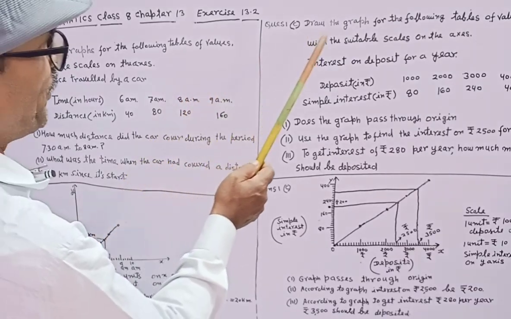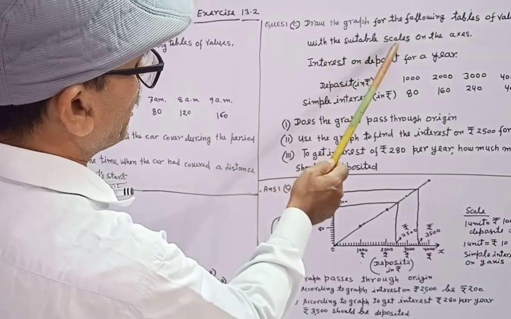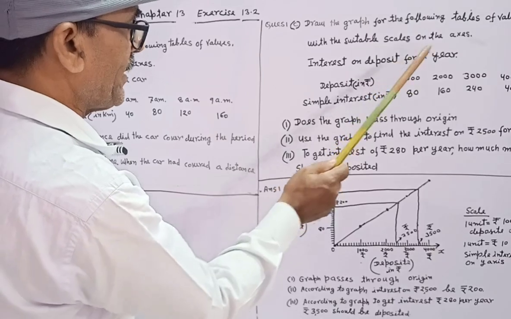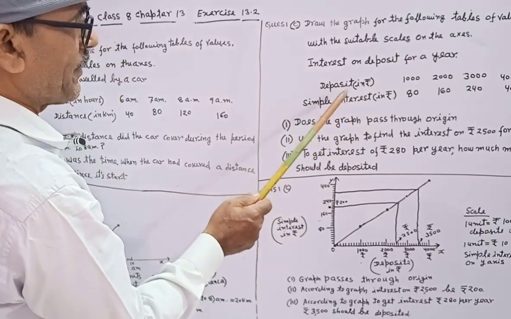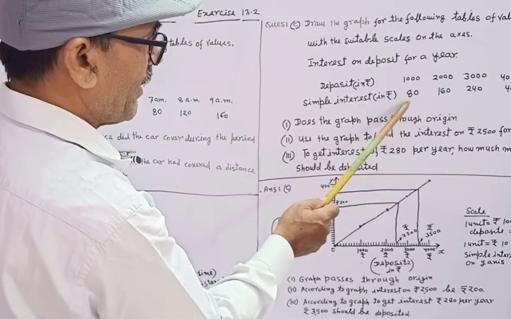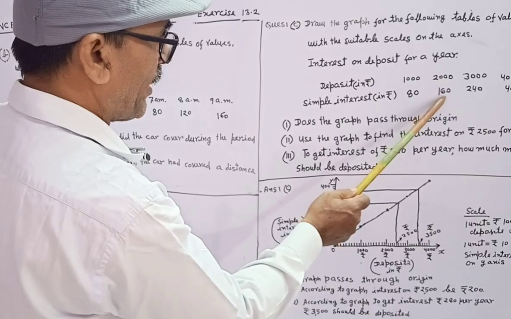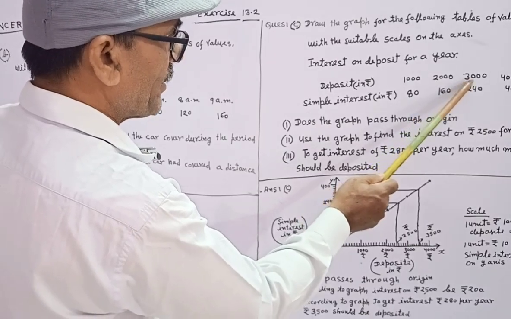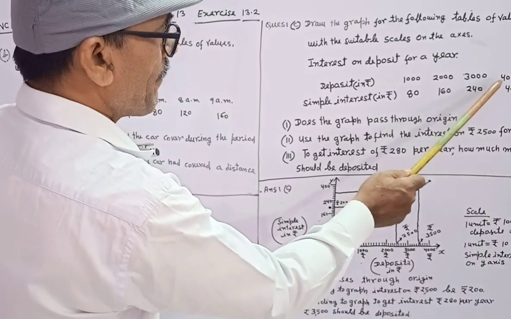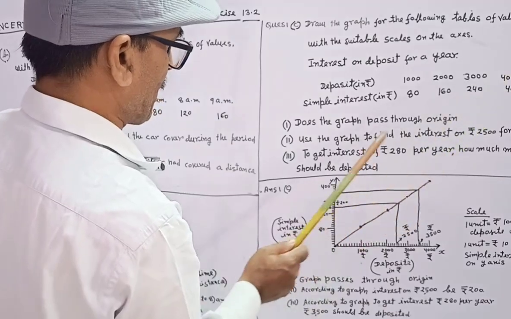Question 1c. Draw the graph for the following tables of values with suitable scales on the axes. Interest on deposit for a year. Deposit 1000 rupees, interest 80; 2000 rupees, interest 160; 3000 rupees deposit, interest 240; 4000 deposit, interest is 400.